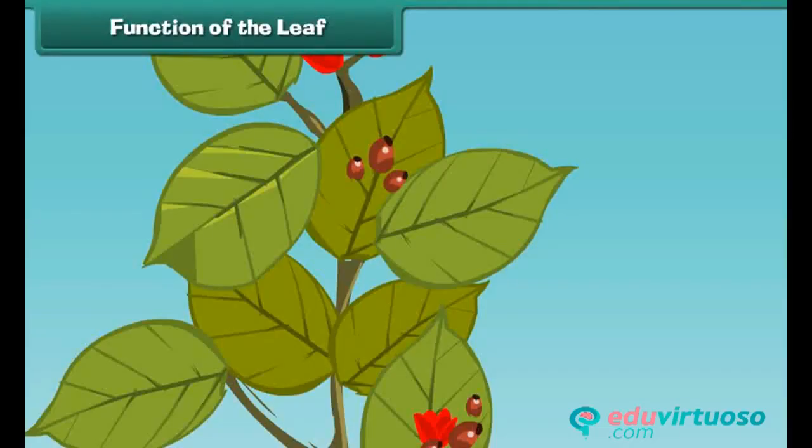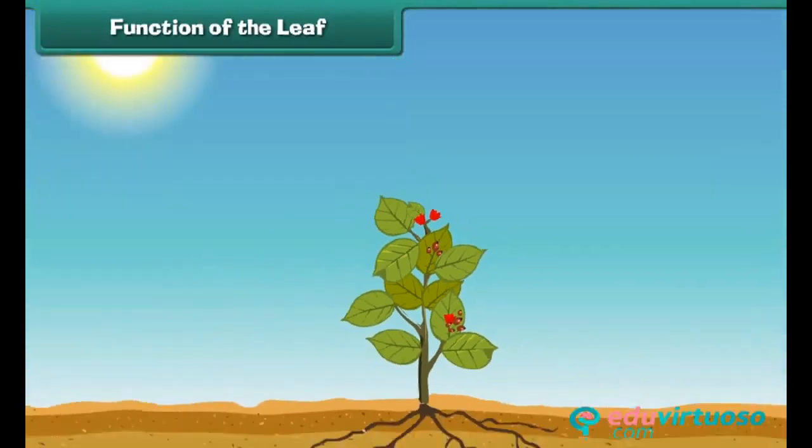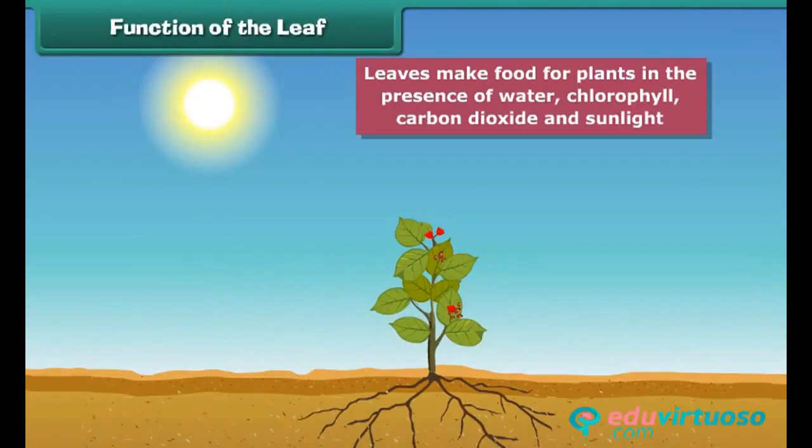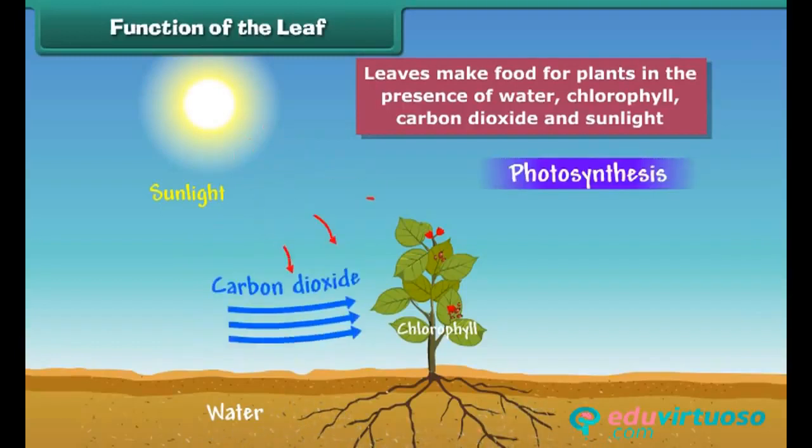Now let's discuss the main functions of a leaf. The main function of a leaf is to make food for the plant. For making the food, they use water, chlorophyll, carbon dioxide, and sunlight. This process of making food is called photosynthesis. In this process, oxygen is released. All living things require oxygen for breathing.